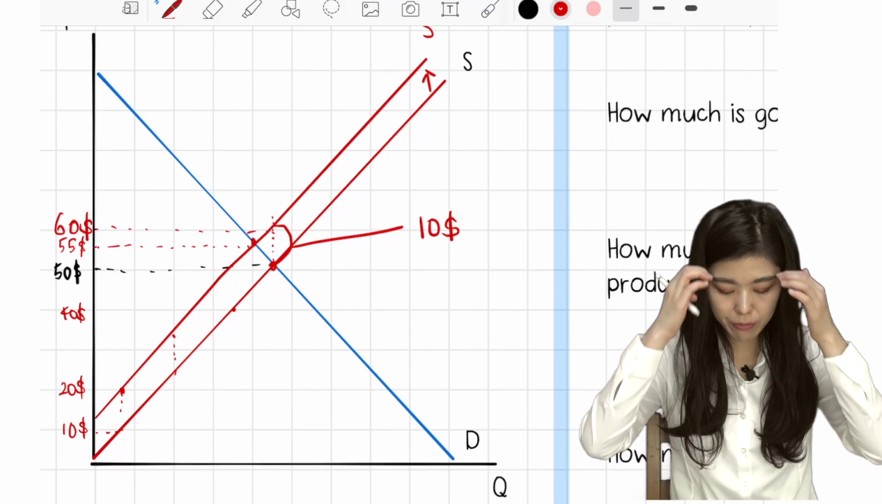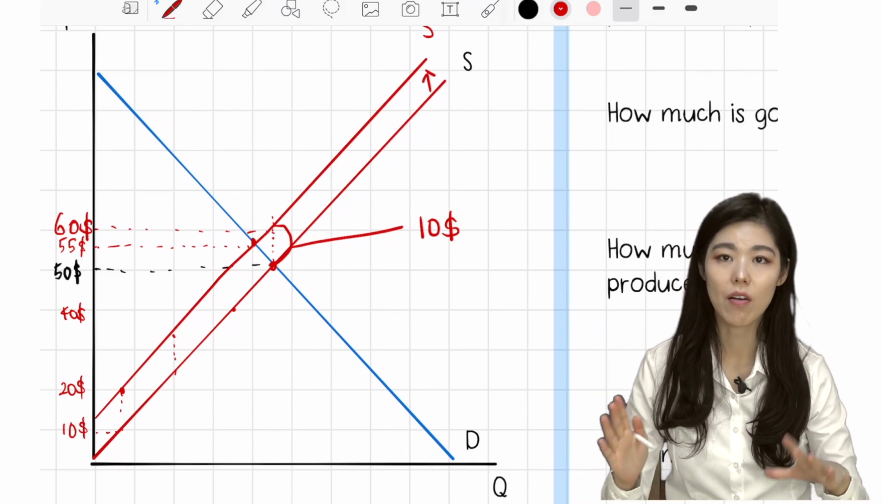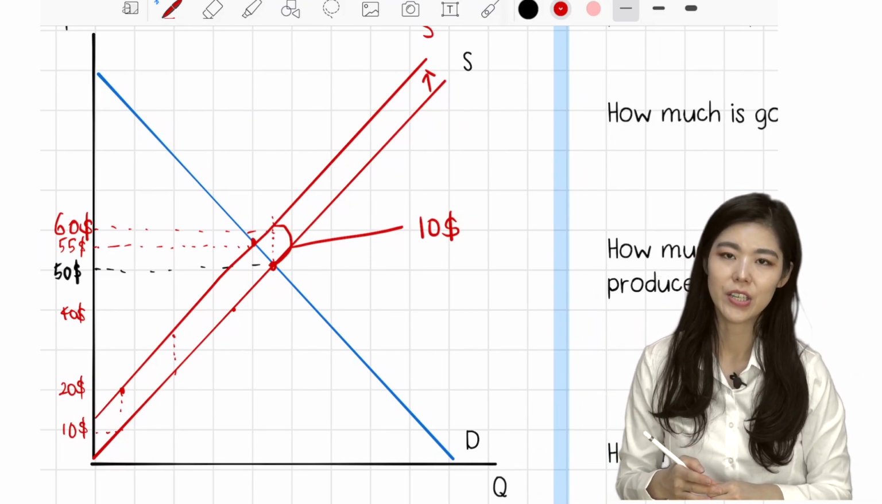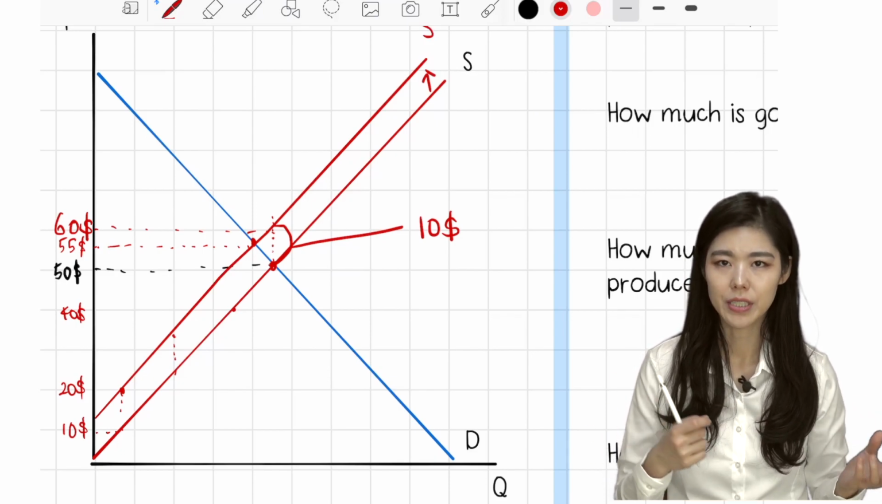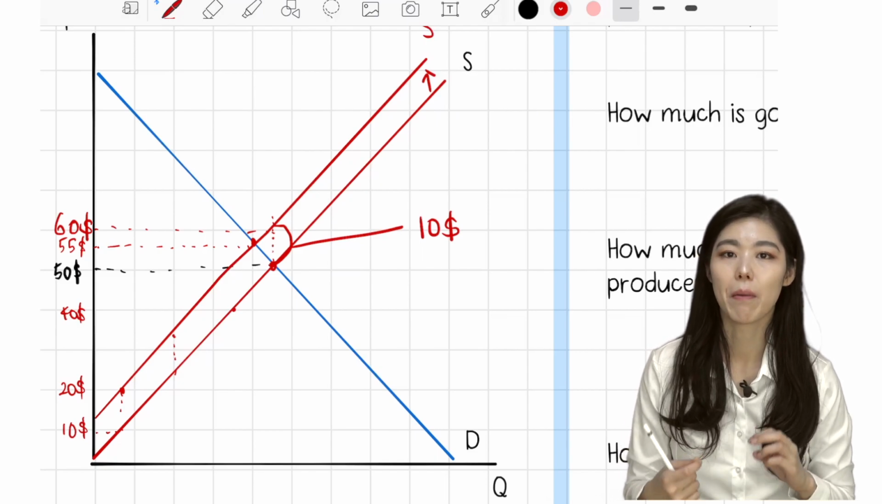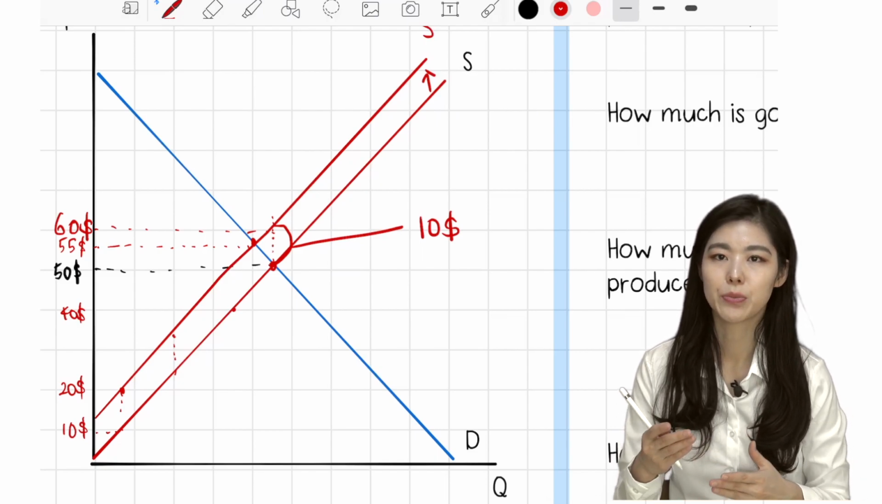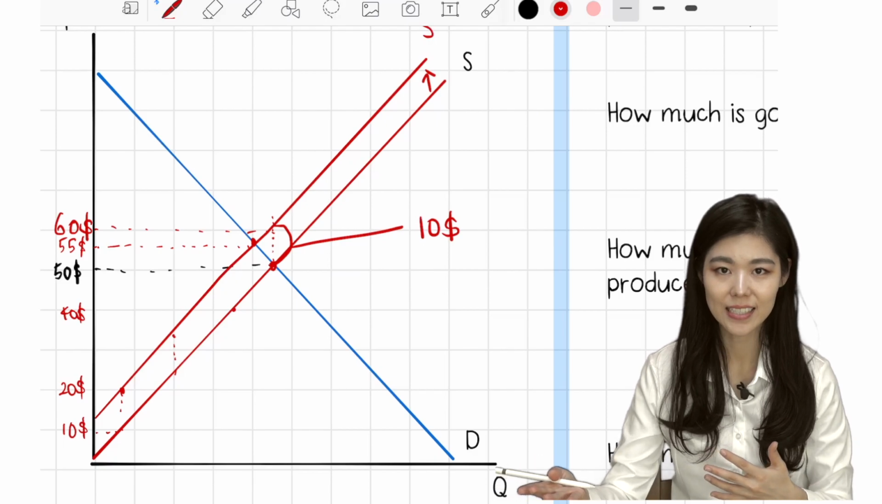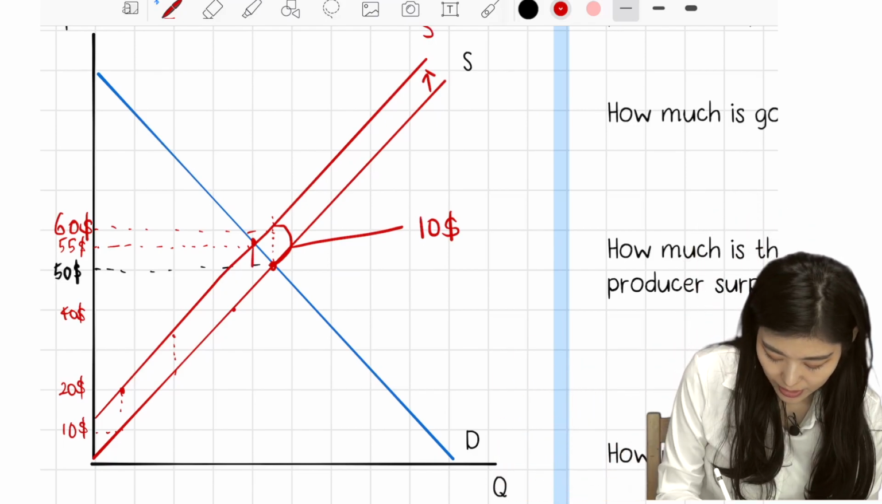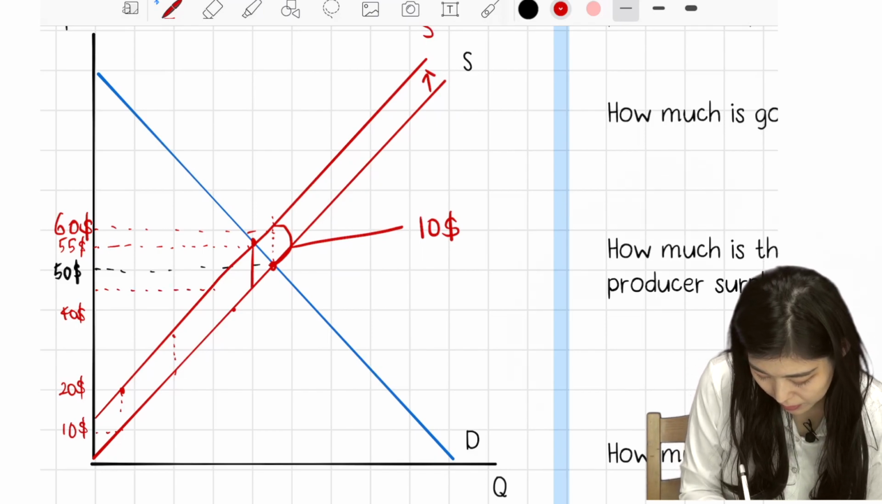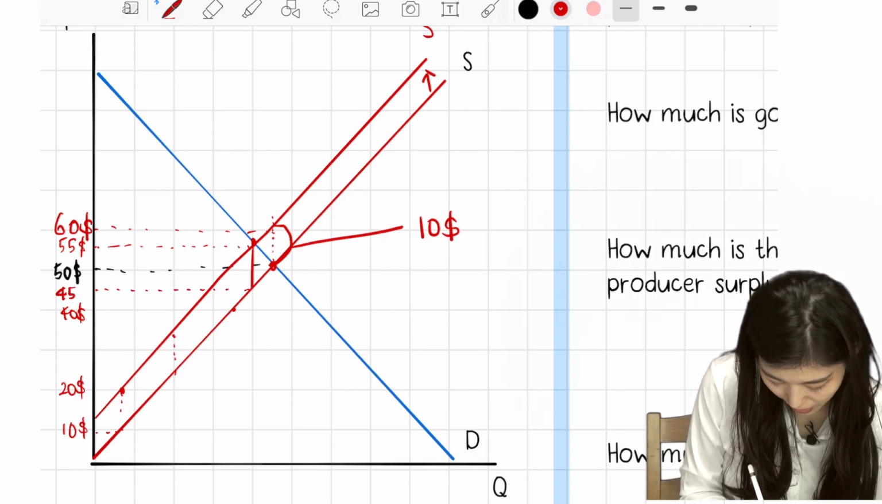The consumers will be paying $55 after the tax, and they will also ask you what price the suppliers will receive. Now, since they're receiving $55 from the consumers, the suppliers will need to pay the $10 tax to the government. What they have left from receiving $55 is that you just subtract $10 from $55, that makes $45.